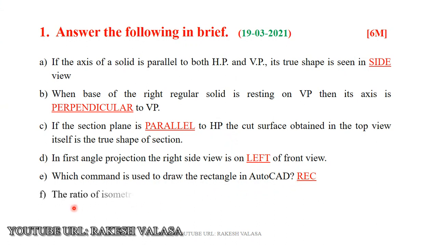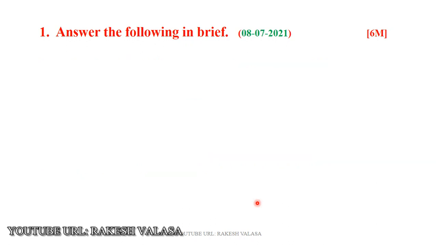Question number F. The ratio of isometric length to true length, that is 9 by 11, or root 2 by root 3, or 0.815. Next paper, same year but a different month.